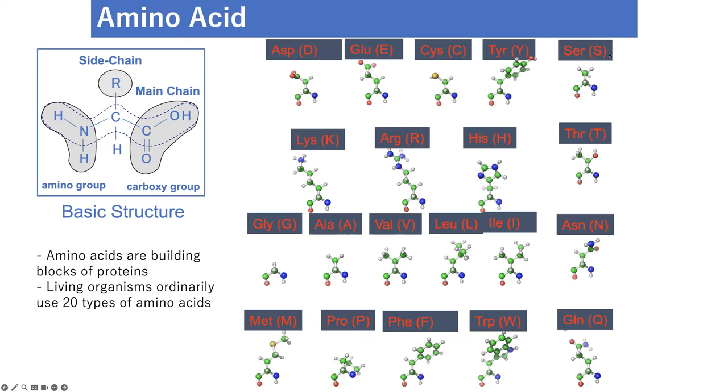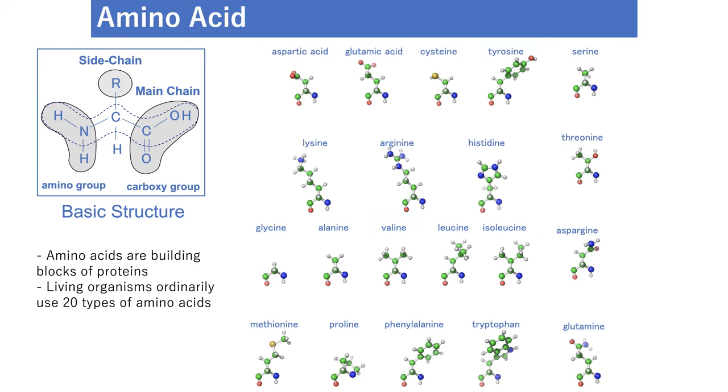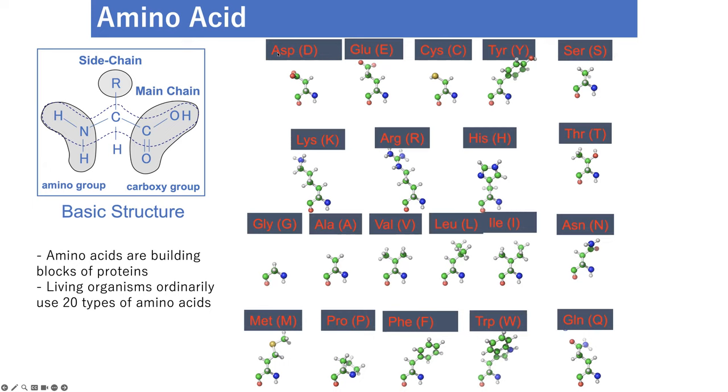So in the sequence analysis of proteins, this one-letter expression is often used. And as I'll explain later, we also analyze the three-dimensional structure of the proteins. And for the three-dimensional structure of proteins, the three-letter expression of the amino acid residues is often used. So as I told, this is aspartic acid. The three-letter expression of aspartic acid is ASP. And this is a glutamic acid, and the three-letter expression of glutamic acid is GLU.